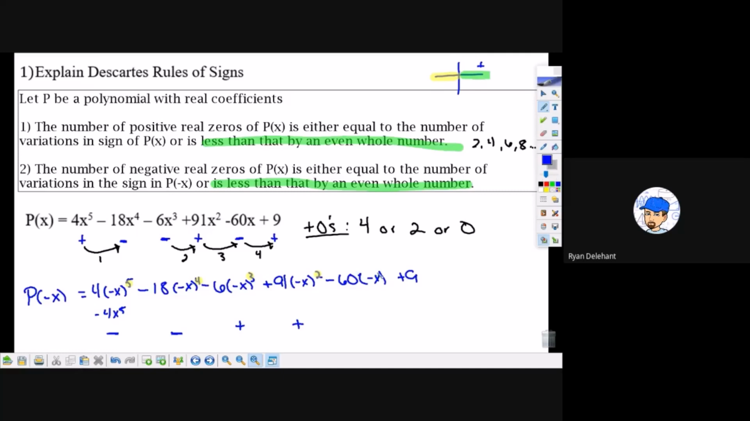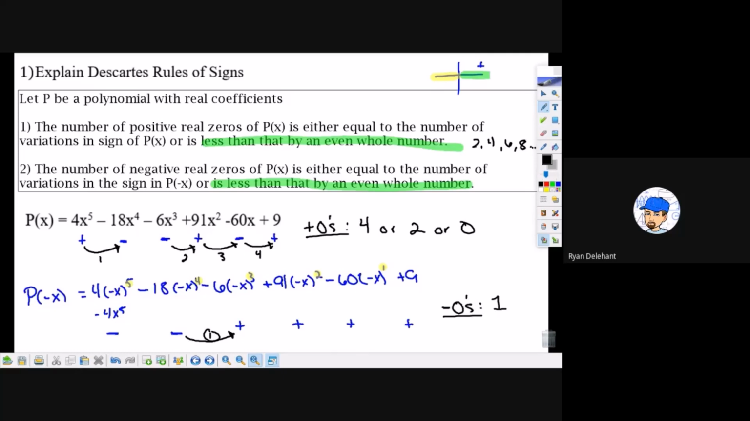Is there a power on this? There's none written, but there should be a 1 up there. Is 1 even or odd? 1 is odd. So that's going to switch the sign of this thing. It was negative before, now it's going to be positive, and nothing ever affects the constant term. So if we go through and count, we only see 1 sign change right in here. So the number of negative zeros we have is 1.